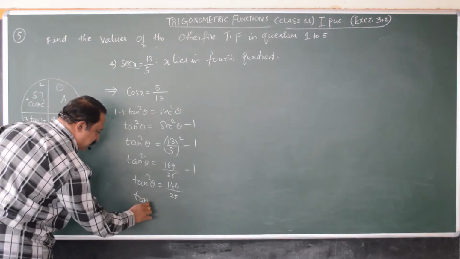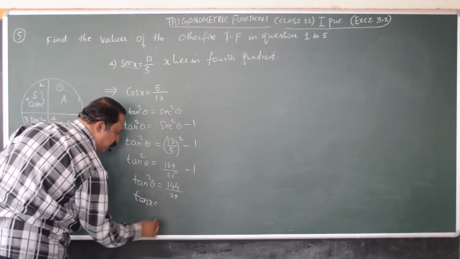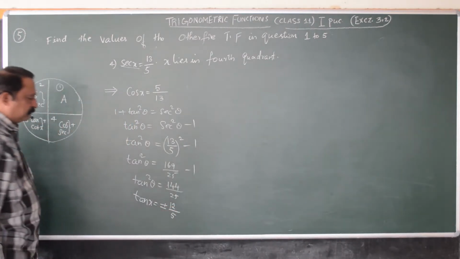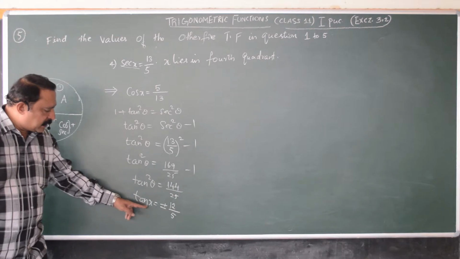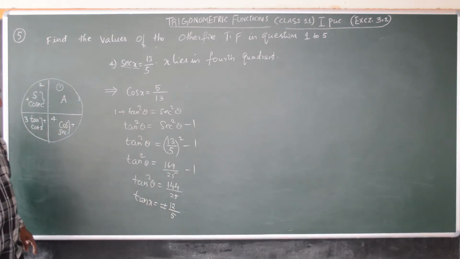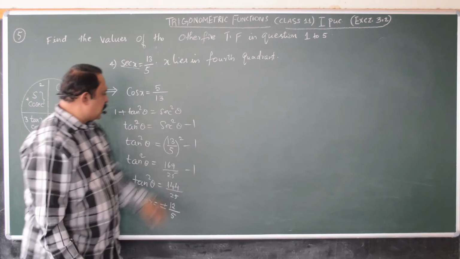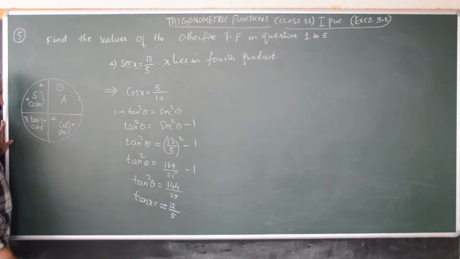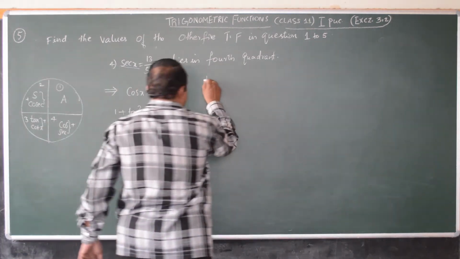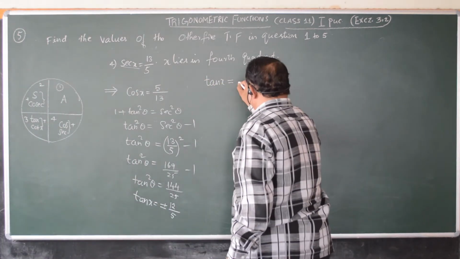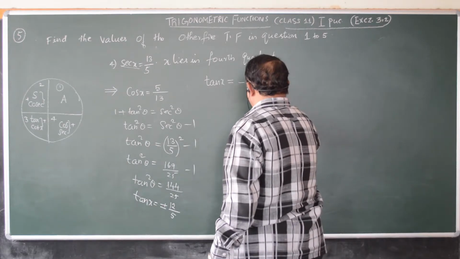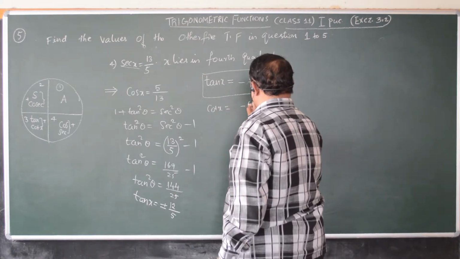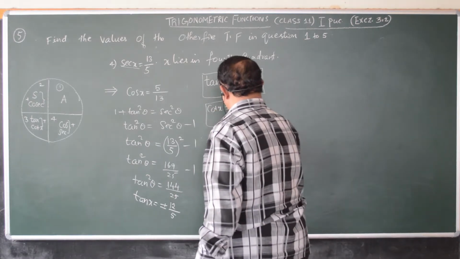So tan theta or tan x is the square root of 144 by 25, that is plus or minus 12 by 5. So tan x is plus or minus 12 by 5, and x is in the fourth quadrant. In the fourth quadrant, only cos or secant can be positive, but tan cannot be. Therefore, the tan x value should be negative. It is minus 12 by 5. Now immediately write the cot x value, the reciprocal of it, minus 5 by 12.